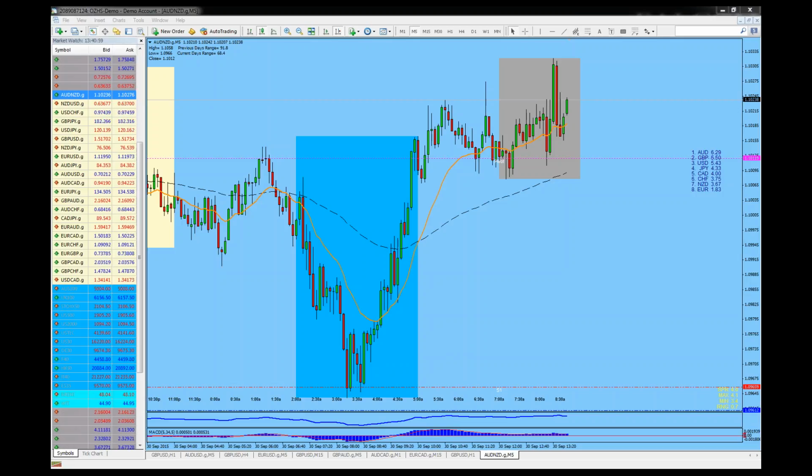Okay. Tony, can you modify MT4 indicators or make adjustments to them? Yes, I can. Oh, okay, good.